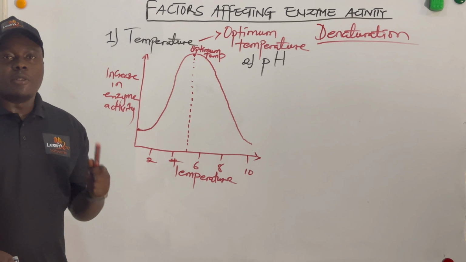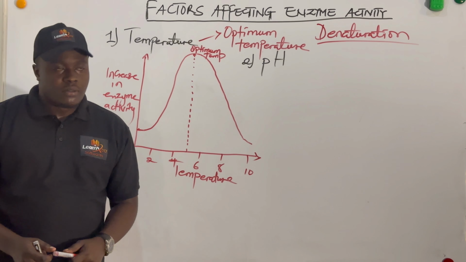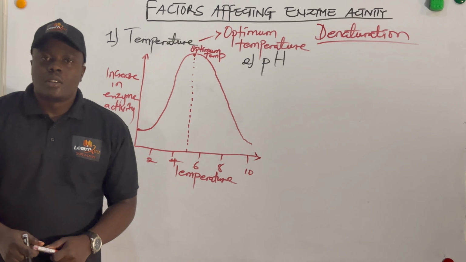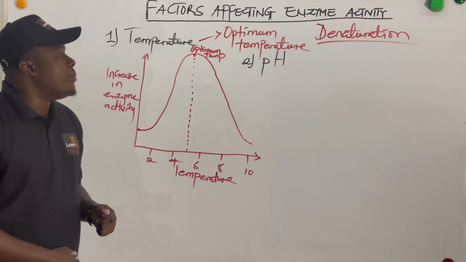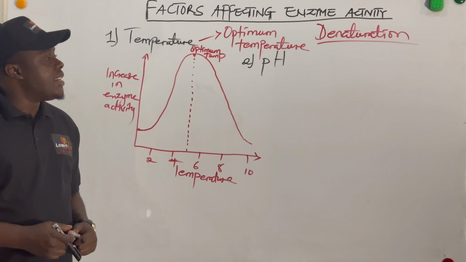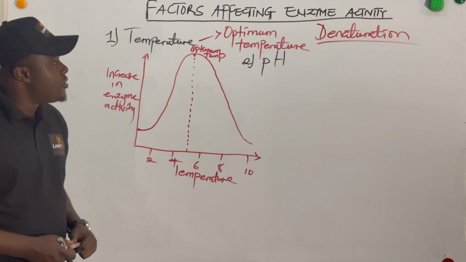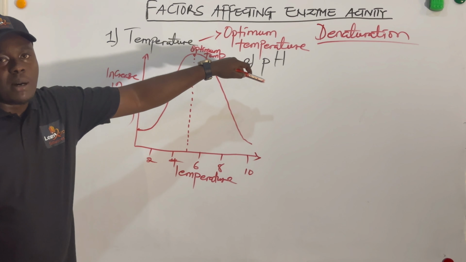Now, most enzymes act very well in an acidic environment, right? While some act very well in an alkaline environment. So you have to understand the pH level, or the pH system of the enzyme you're working with. So that is why enzymes are affected by pH.